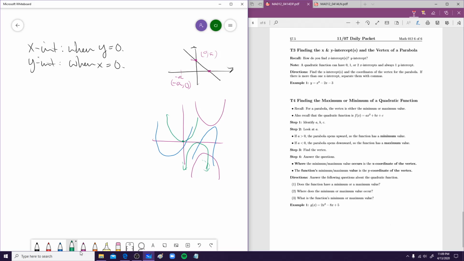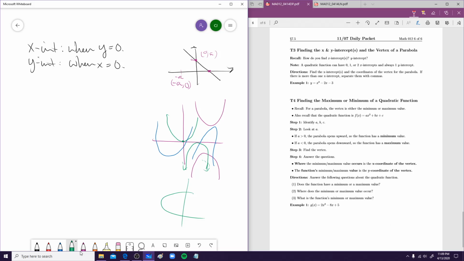Why is that? It's because the range of a parabola is from that. You're always going to have a y-intercept, right? And you're not going to have two because f is a function of x. So since it's a function, what do we know? It can pass the vertical line test. So what does that mean? It cannot have two y-intercepts because if it did, it would not pass the vertical line test. So there's always one y-intercept, right?